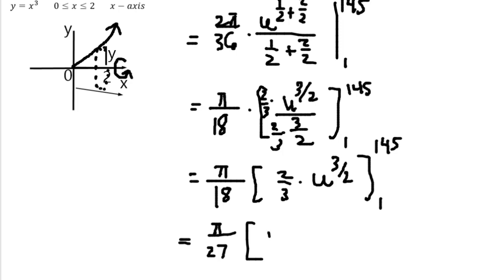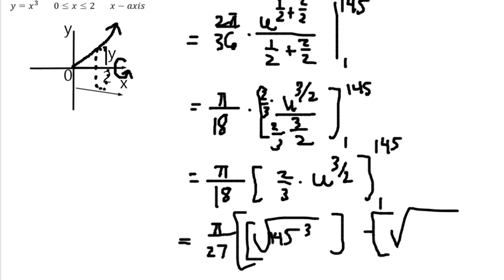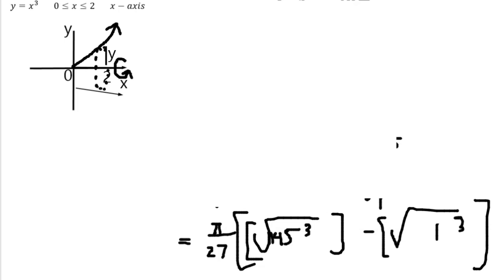We just multiply 2/3 to pi over 18, and we're going to simplify it, so that's going to be pi over 27. So now we can just plug in 145 and subtract it here. If we plug in 1 here, so we got 1. So that's going to be still 1, right? Just put 1. Right, there you have it. Okay, now let's simplify this.